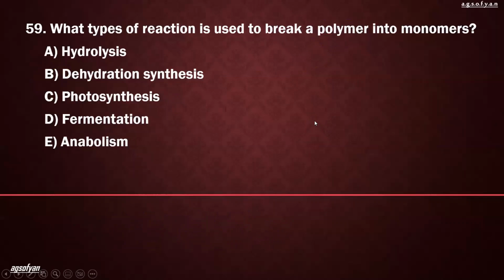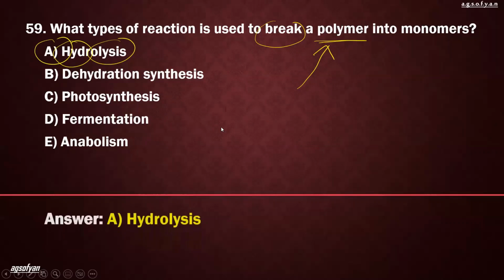Now, how to break it? To make a polymer, you take water out. To break it means that you have to put water in. What is the process called? Put water in to break: hydrolysis. Yeah, water in and then break. Lysis means break. So hydrolysis is the process that breaks polymers.